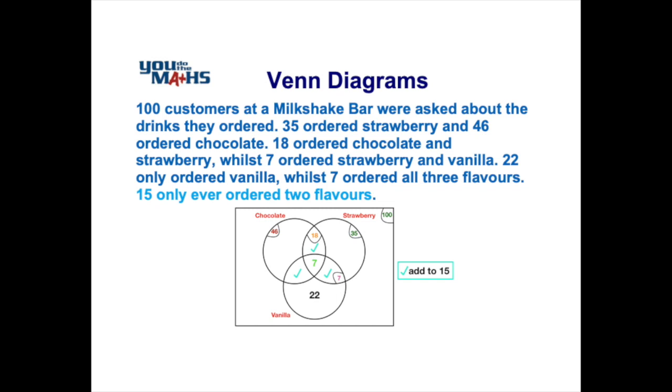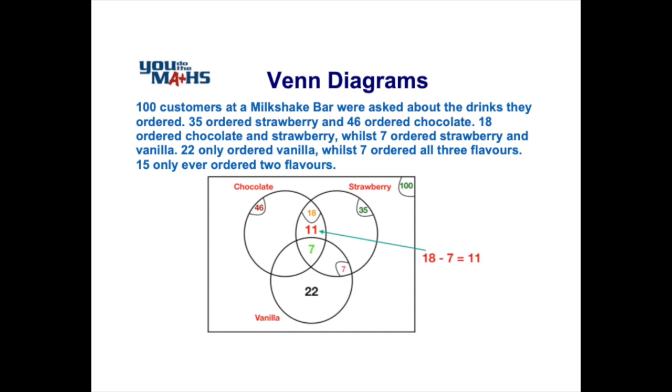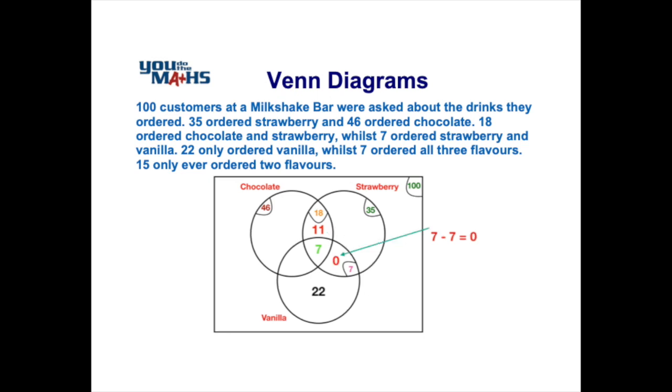So we can see here that because there are 18 people that like chocolate and strawberry, and there are 7 people that ordered all 3 flavors, we know that the number in the part circle where chocolate and strawberry intersect, but not intersect with vanilla, must be 11. And the reason for that is because 18 minus 7 is equal to 11. Likewise, we know where strawberry and vanilla intersect, but they do not intersect with chocolate, that number must be 0, because 7 minus 7 is equal to 0. And those numbers now add up to the part circles we had there originally.